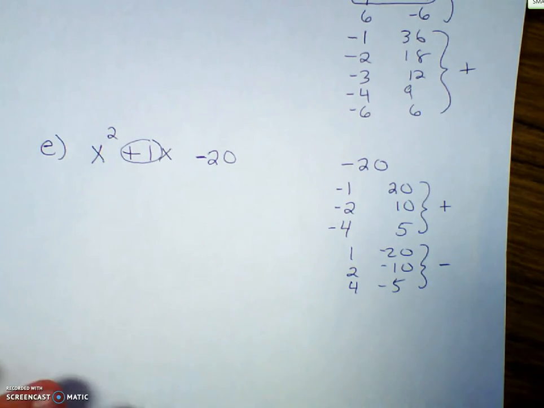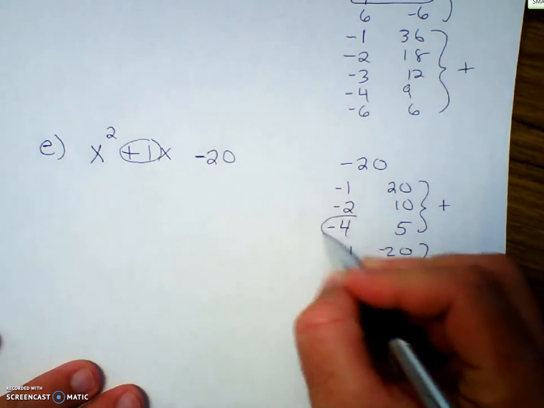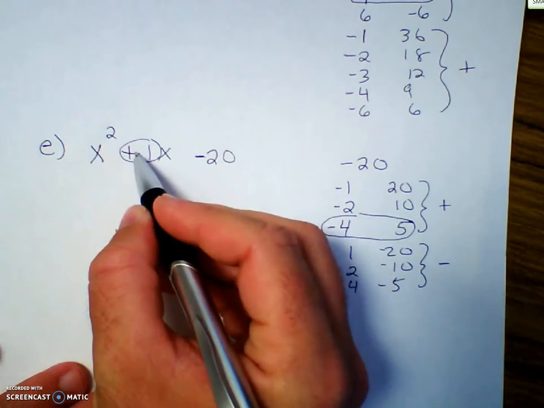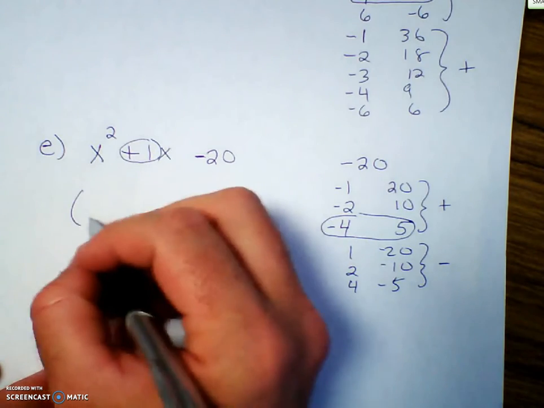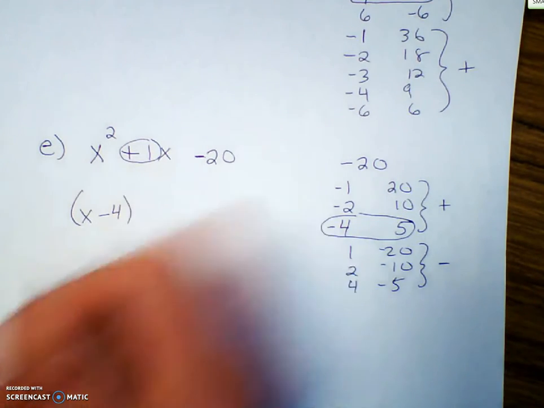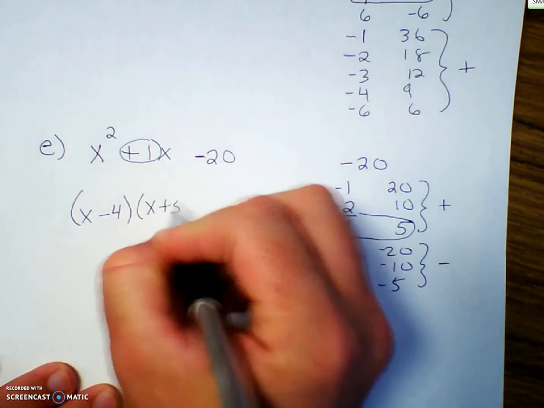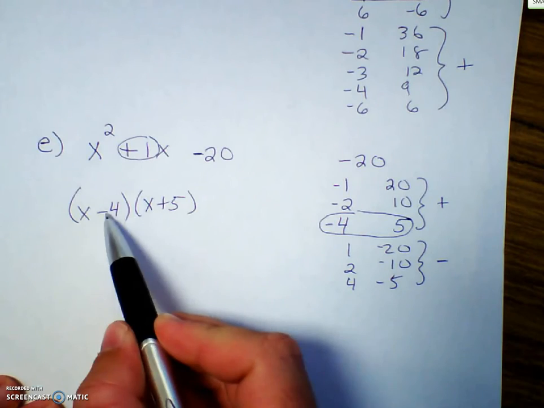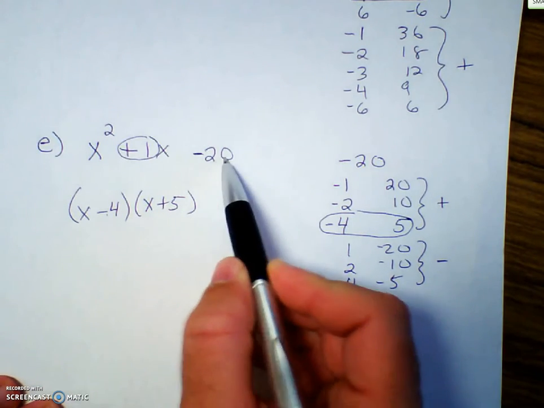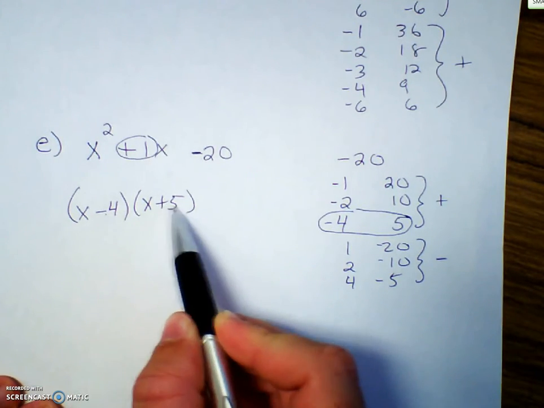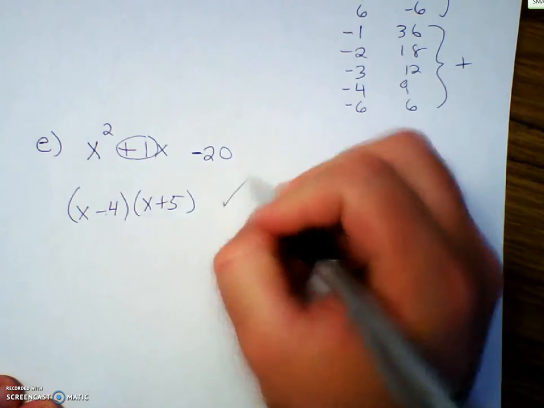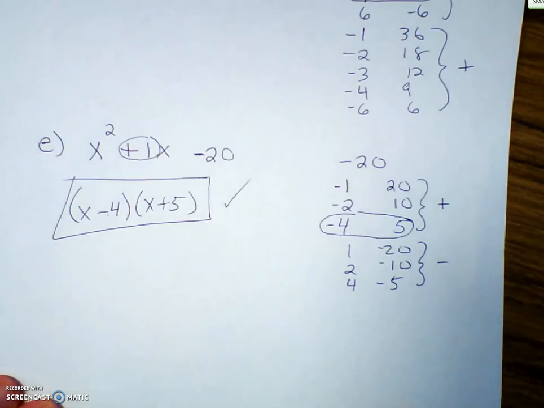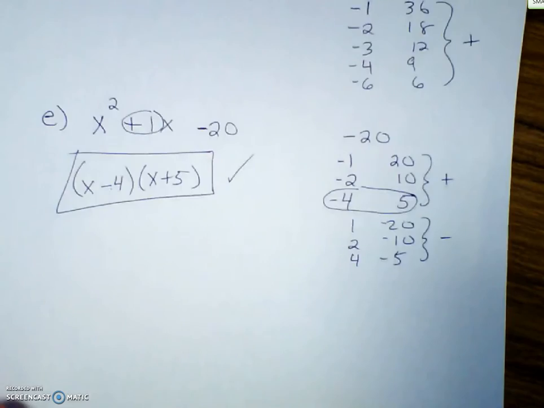So which set gets you a positive 1? Well, negative 4 plus 5 gets you that positive 1. So your factored form is x minus 4, x plus 5. Okay? Remember, check your work. It doesn't take long. Negative 4 times positive 5 is negative 20. Negative 4 plus 5 gets you a positive 1. You know your answer's right, so you can move on. All right, one more.